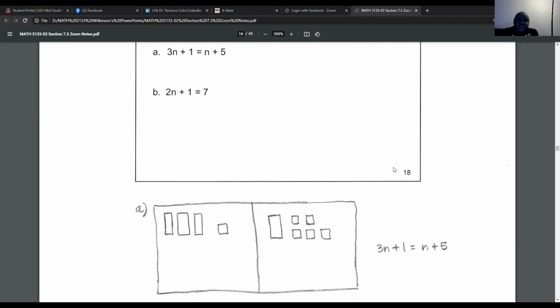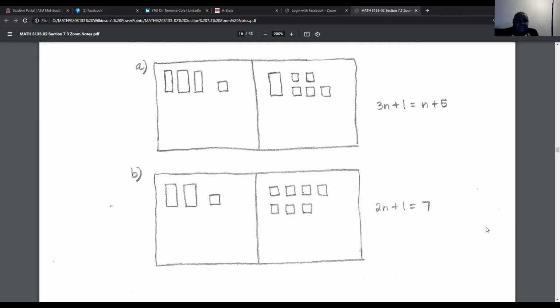Now for part B, 2n plus 1 is equal to 7. It looks like this. For the 2n, that's 2 n tiles, as you can see. Then plus one tile, that's this right here, that's 2n plus 1. This is equal to 7, which means 7 one tiles, as you can see here.